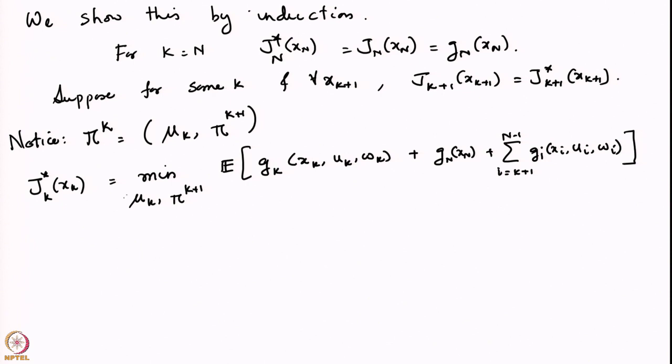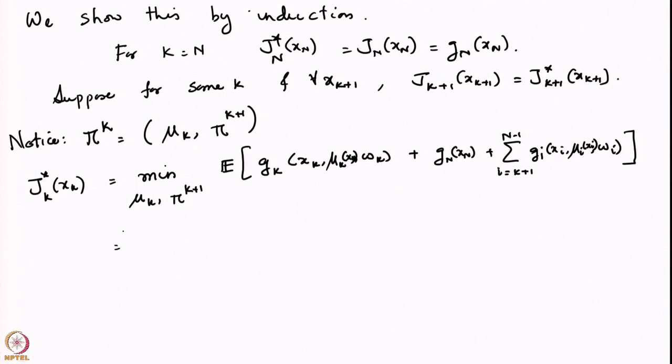So now we are minimizing this over mu k and pi k plus 1, but then notice that mu k actually comes up only here. So what are we doing here? Well, your uk is in fact mu k of xk, and ui is mu I of xi. So in other words, out of these mu k and pi k plus 1, the mu k only appears here. The ones that appear here are all the mu i's for I equal to k plus 1 till n minus 1. Okay. So all the later mu's are the ones that appear here.